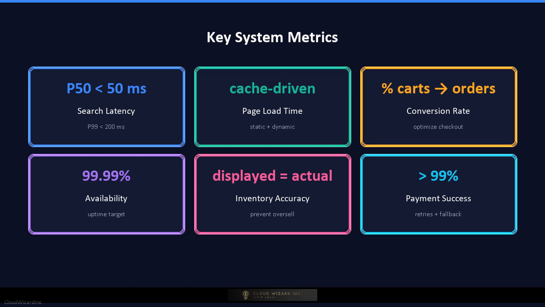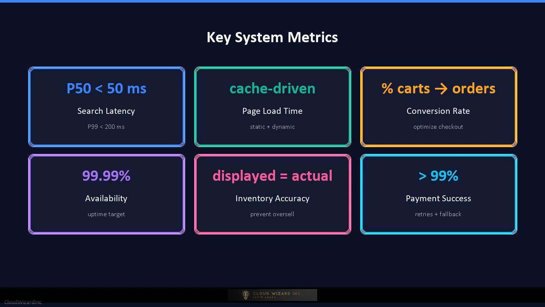Product page load time driven by cache hit ratio. Checkout conversion rate, the percentage of carts that convert to orders. System availability, usually targeted at 99.99% or higher. Inventory accuracy, the percentage of items where the displayed stock matches actual warehouse stock.